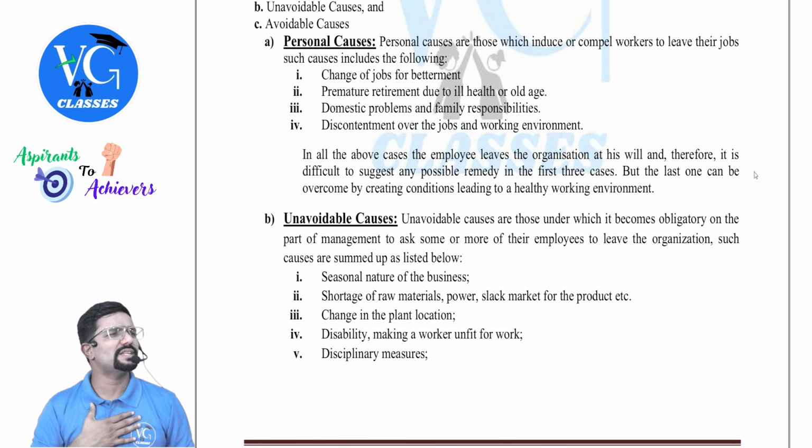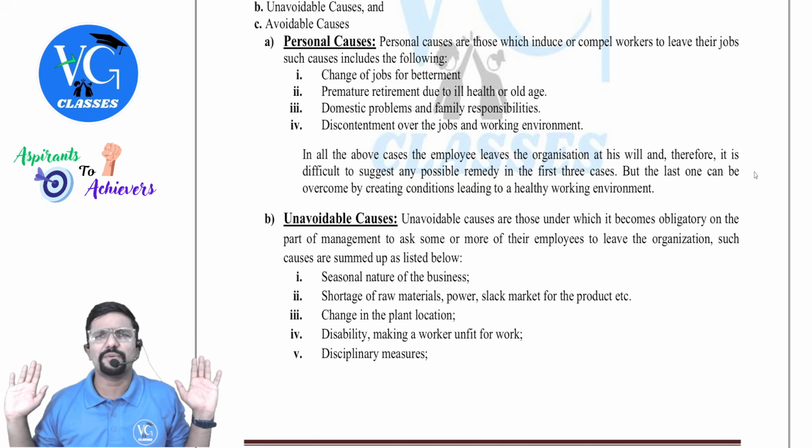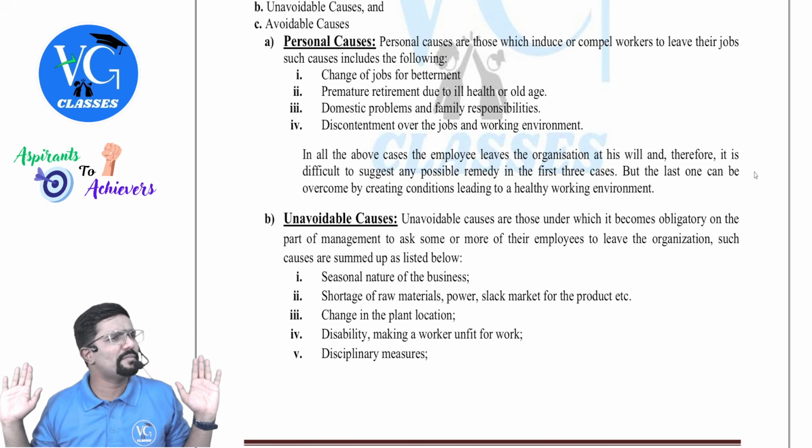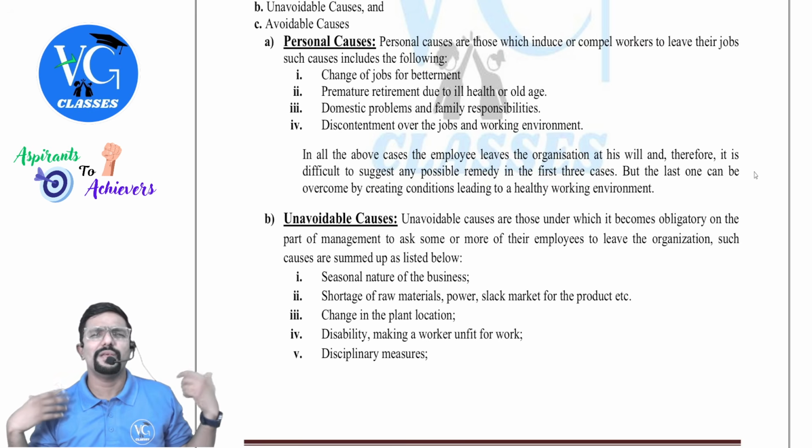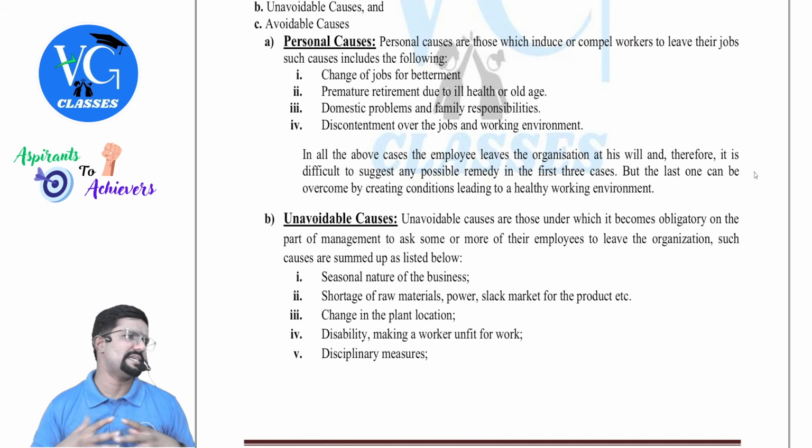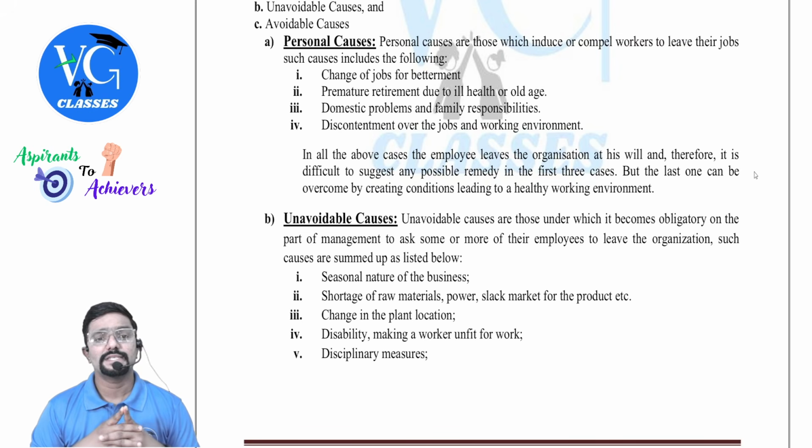Guys, due to my personal reason, I am leaving the organization. I don't have any problem with the company. I don't have any problem maybe with my work also. I am leaving the job due to my personal problem, maybe a health issue, family issue, anything like that. First, change of jobs for betterment. That also can happen, sir.